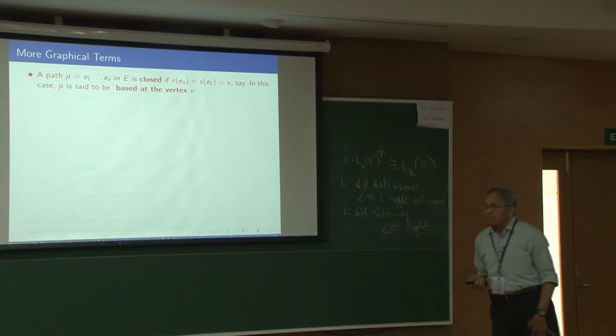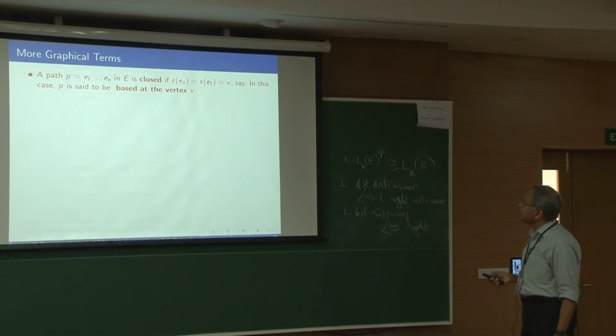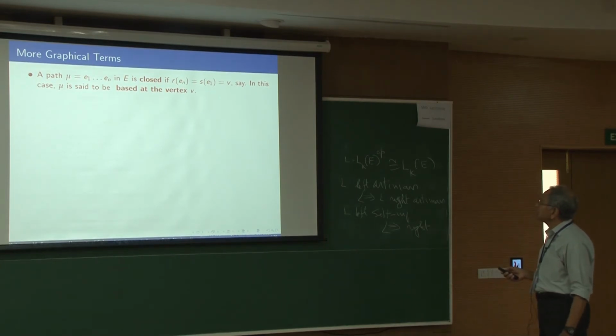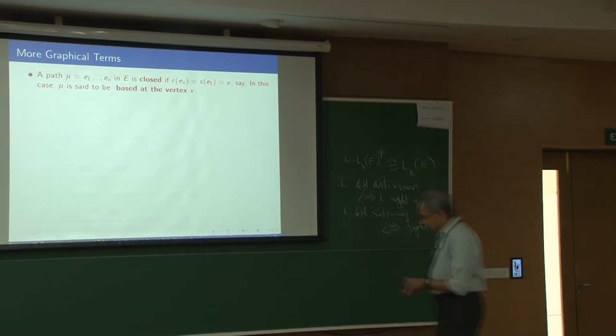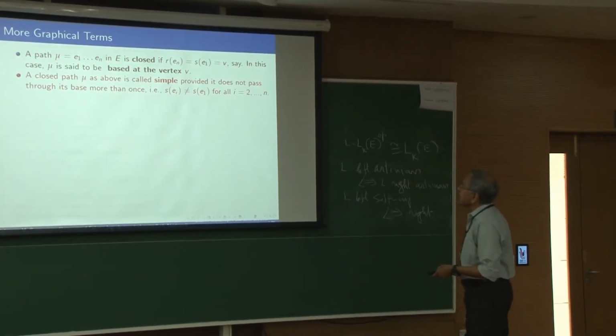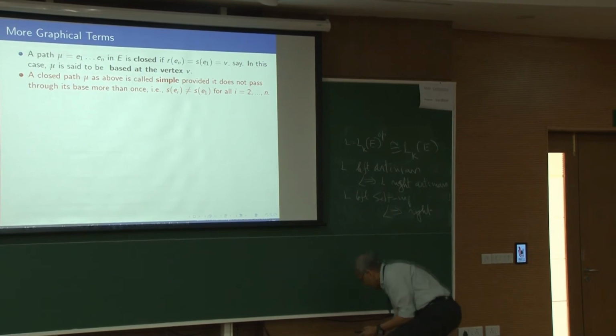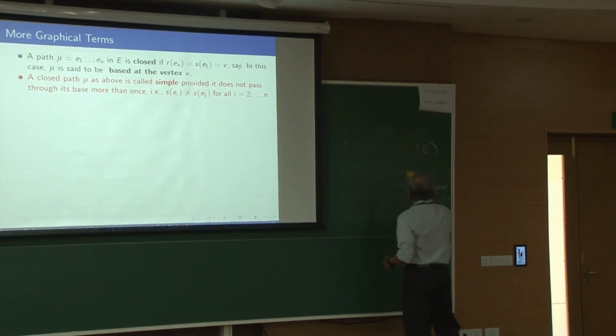Okay? A path is called closed, with the common, normal, intuitive meaning. If the path mu is e1, e2, ..., en and it is closed, it means the end vertex of en equals the beginning vertex of e1. The range of en must be the source of e1, let us say v. In that case, we say this path is based on the vertex v. On the other hand, there are subclasses of these. A path is going to be simple if it does not cross itself from the base vertex here.